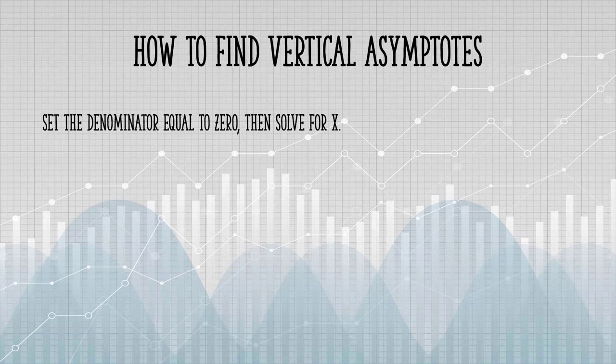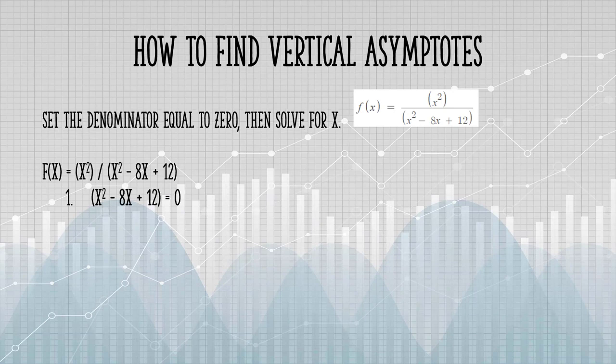Let's take a look at how to find a vertical asymptote. In any fraction, you aren't allowed to divide by 0. So if you have any spot on the graph where your denominator is 0, you'll have a vertical asymptote. So to find out if a rational function has any vertical asymptotes, set the denominator equal to 0, then solve for x. Let's find the vertical asymptotes for this function. If you set the denominator, that's x squared minus 8x plus 12, equal to 0, you'll find the places on the graph where x cannot exist.